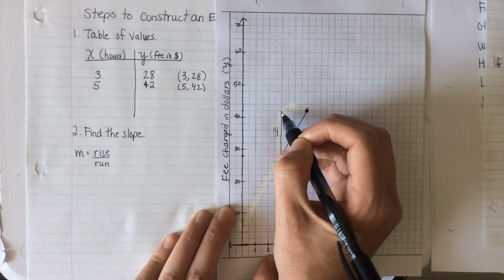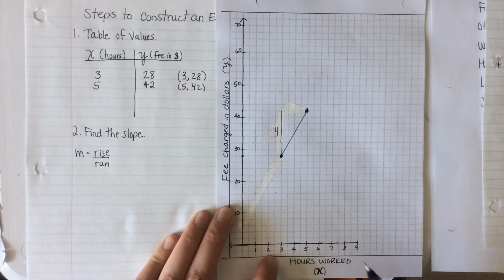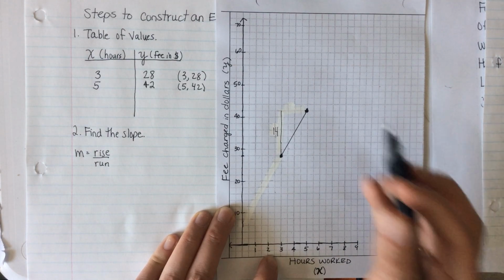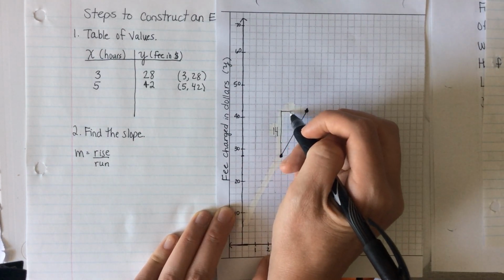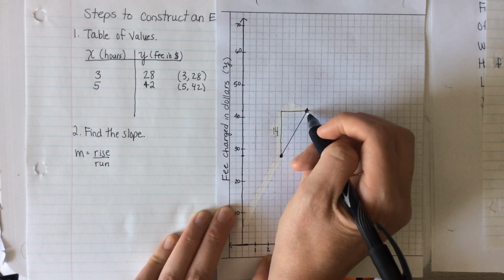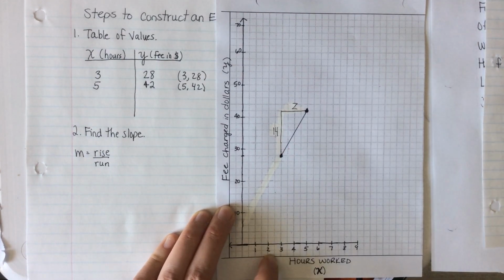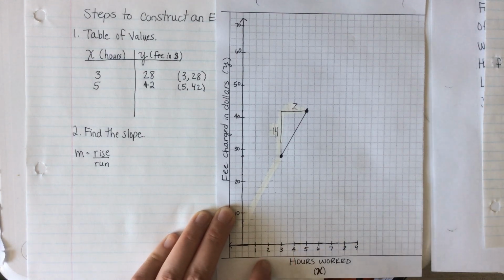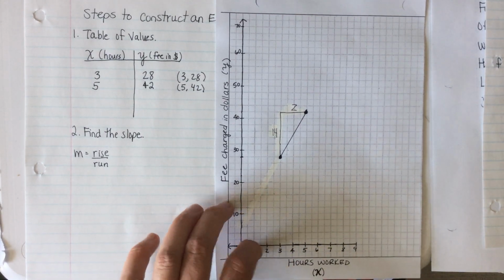And remember, my scale is a little bit different on my x-axis. For every 2 blocks, it's really just 1 hour. So I've got 1 hour, 2 hours. Okay, so I'm running 2, from 3 to 5. Okay, so there's my rise and my run.